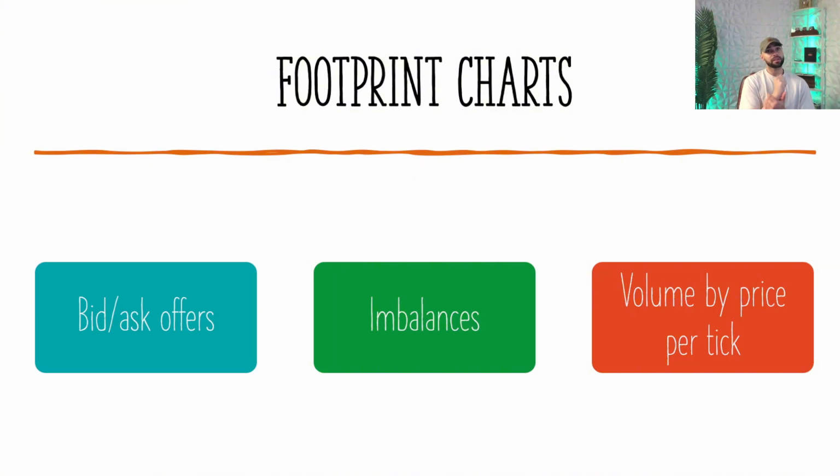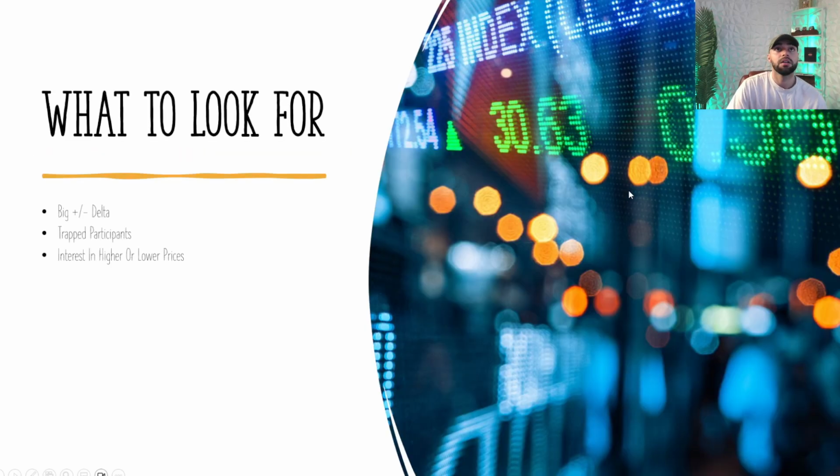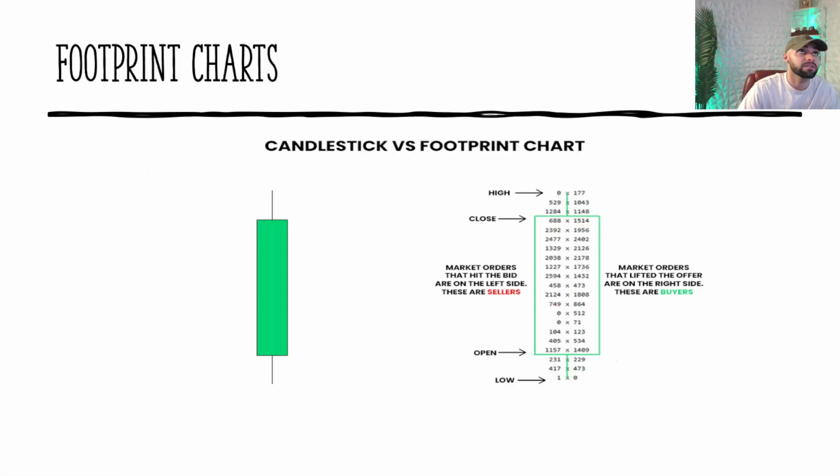For this one, we talked about the bid-ask offers. We're talking about imbalances and volume by price per tick, because footprint charts are really crucial for reading volume by price. What we're going to look for in the footprint charts is big positive or negative delta, trapped participants, and interest in higher or lower prices. We've talked about a lot of these, right? We talked about what a candlestick is in the beginning of this video.